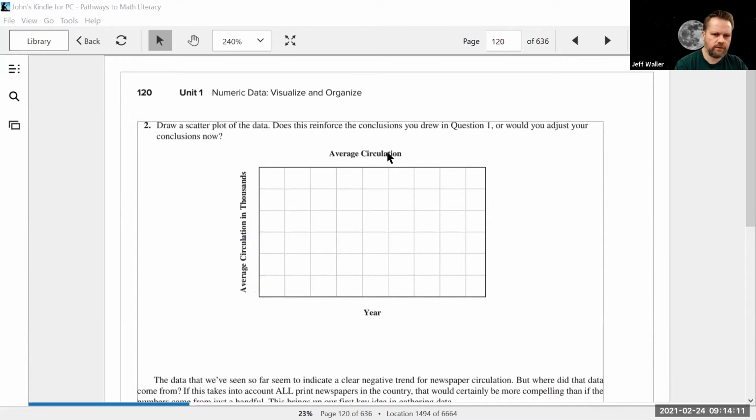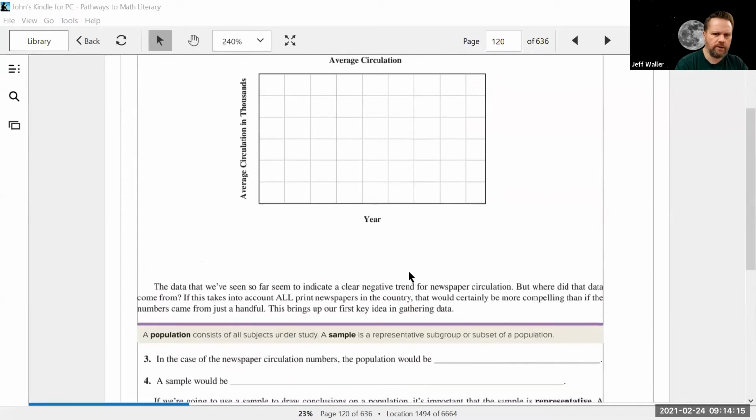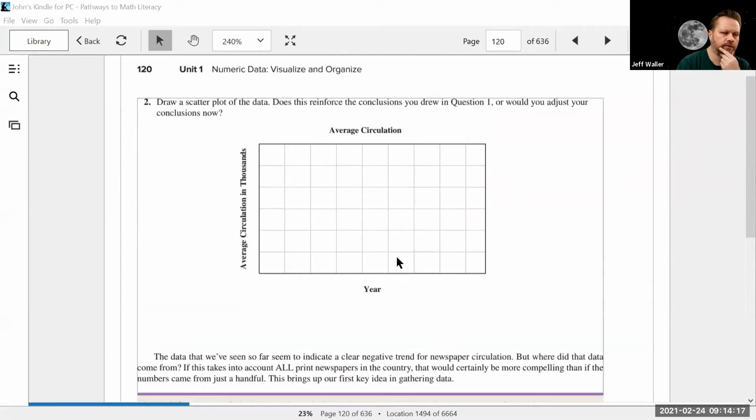So this is stuff we've done before. So now we're going to talk a little bit more about, so we've already kind of done stuff where we graph data. So now we're going to start talking about where do we get data from?